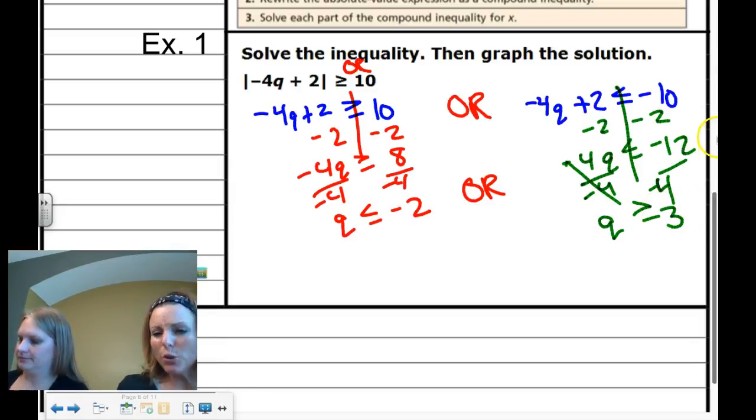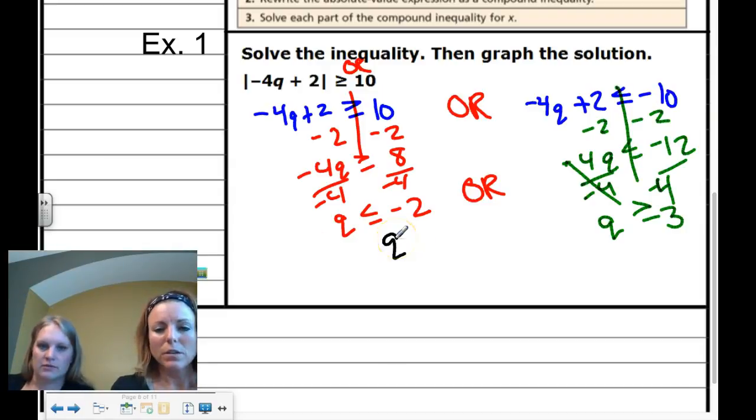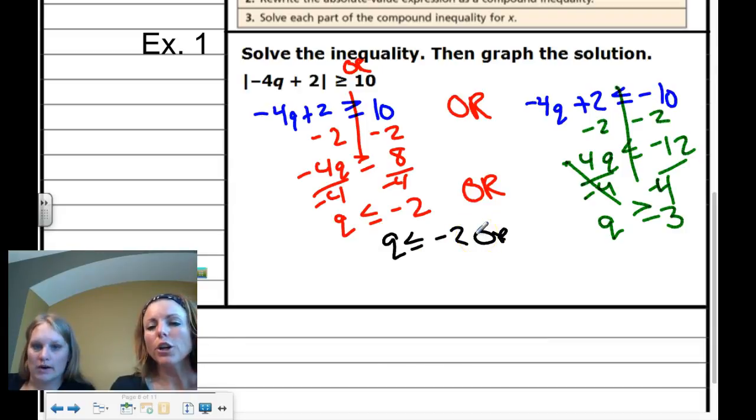So should we rewrite it and then graph it? Okay. So I've got q is less than or equal to -2, or q is greater than or equal to 3. Let's do our number line.